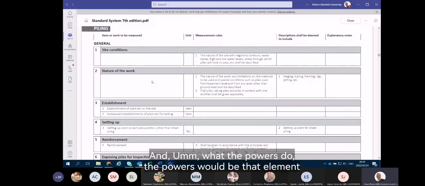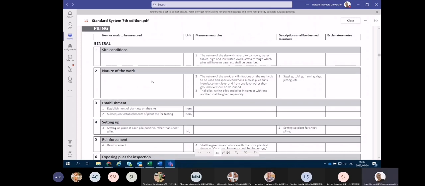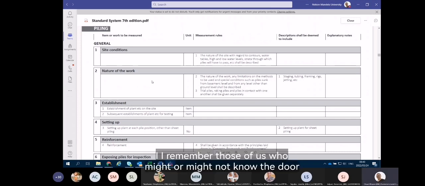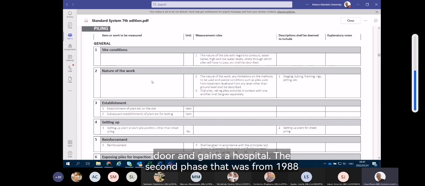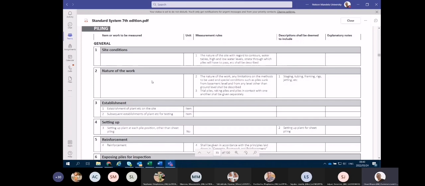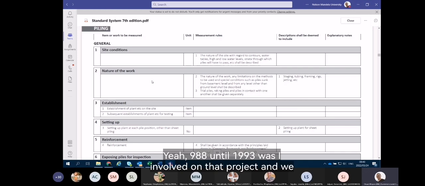And generally what the piles do, the piles would be that element that transfers the load into the ground, but that still allows for movement, be that mild or be that aggressive. I remember, for those of us who might or might not know the Dora Nginza Hospital, I was involved in the project in the Dora Nginza Hospital, the second phase. That was from 1988 until 1993 that I was involved on that project.